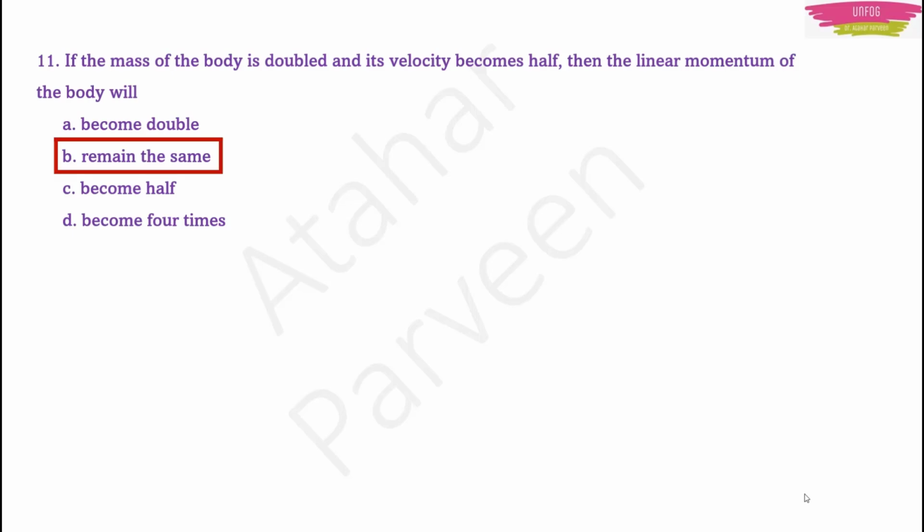Take this numerical as an assignment, friends. You have to write it down and confirm whether the linear momentum of the body will remain the same or not. Just use this formula, P is equal to m into v. In place of m you write 2, in place of velocity you write half.